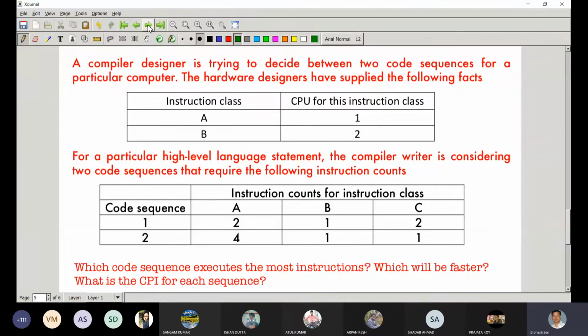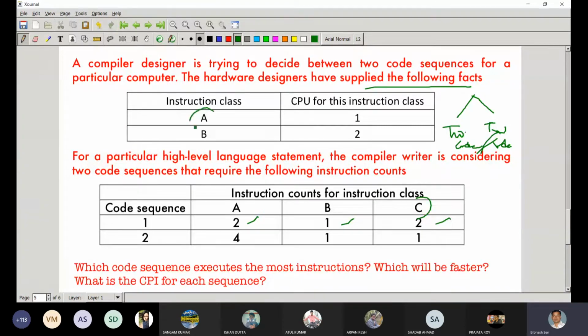Now the program also differs. Here I have also given code sequences. That means instruction class A, B, C with instruction counts, which are the code sequences that will run for machine A and machine B. These are not different classes, but segments of the code. The compiler is trying to decide between two code sequences, because it generally happens that two codes are submitted for the same program. You can check whether a coder is performance oriented or not. Now the designer is trying to decide between two code sequences for a particular computer. The hardware designer has supplied the following facts.